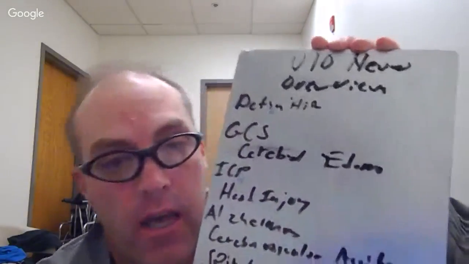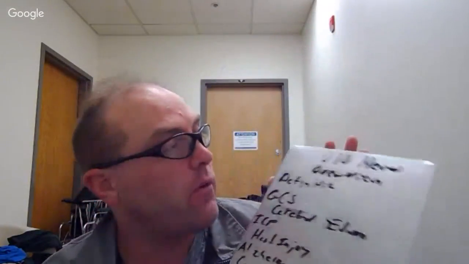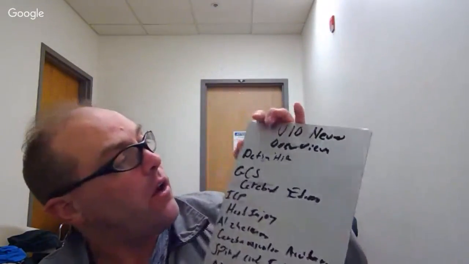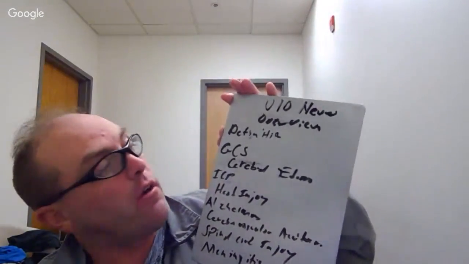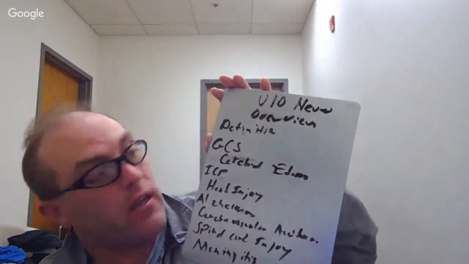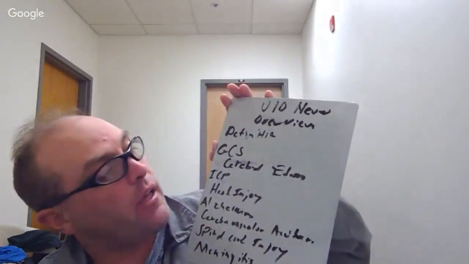So here's your overview of Unit 10 really quick, since we kind of ended with that. So this looks backwards, but whatever. So Unit 10, the overview is the definitions in the neurology section are very first. Glasgow Coma Scale second. That's the second major topic.